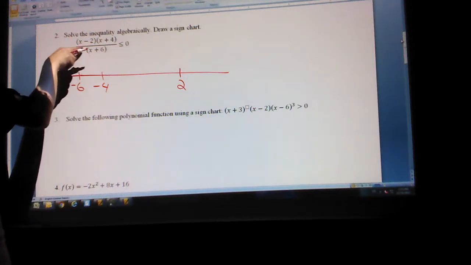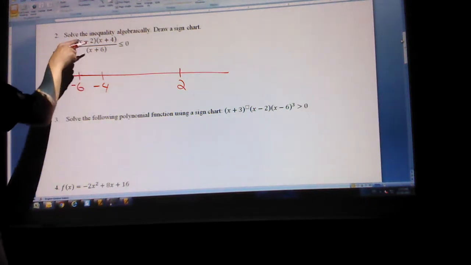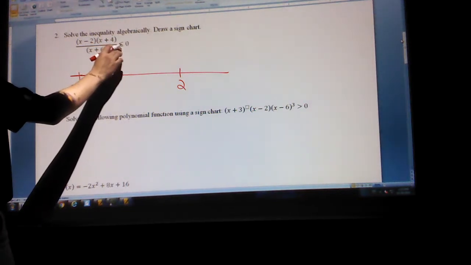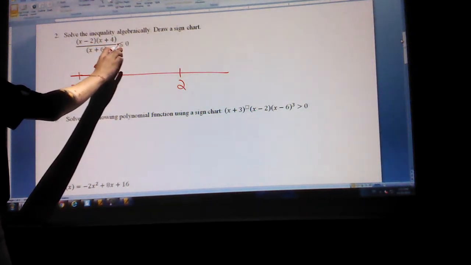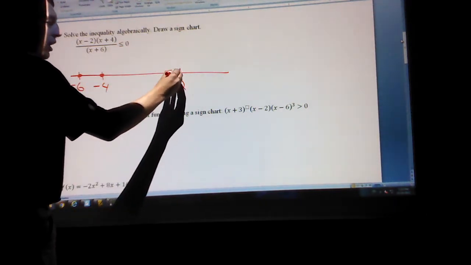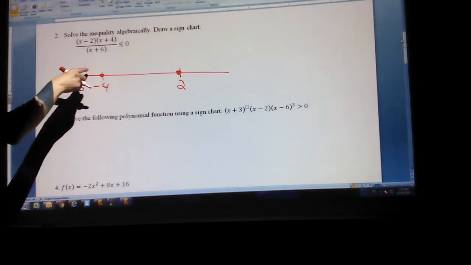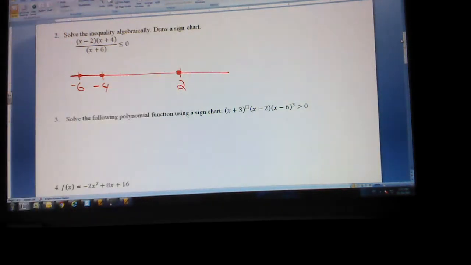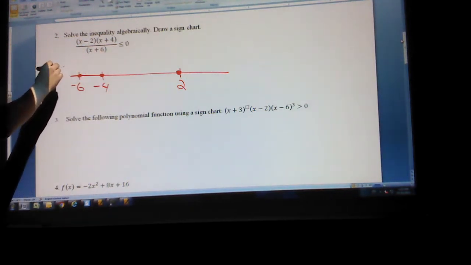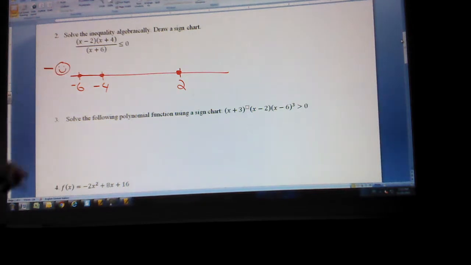Okay, you set the denominator equal to 0, you set the numerator equal to 0, and these are our 3 answers. Let's notice that we are looking for negative answers, and it is equal to. So we are looking for negative. So we're going to have to pick a number in these 1, 2, 3, 4 spots. Let's pick a number over here, which I picked negative 10. If you plug in negative 10, you're going to get a negative number, which is good. So that is a happy face for us. We are looking for negatives.